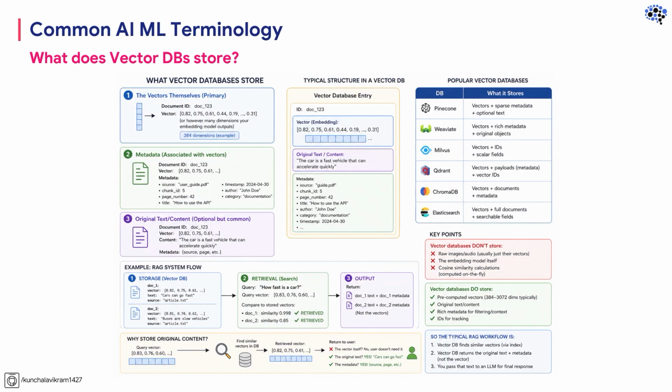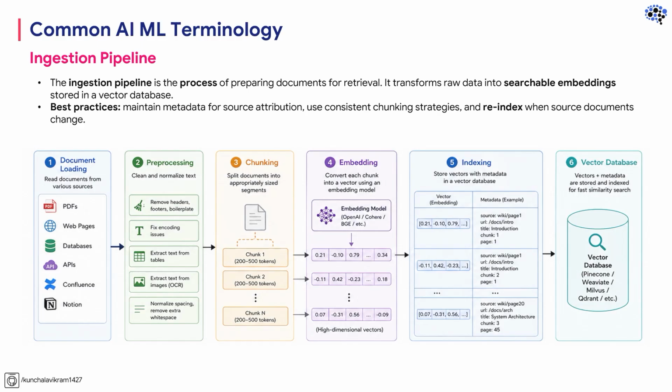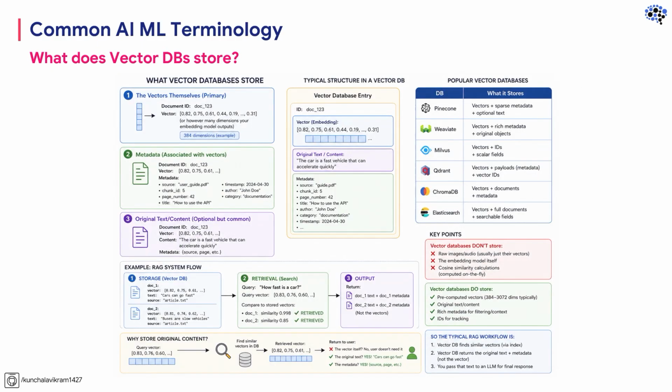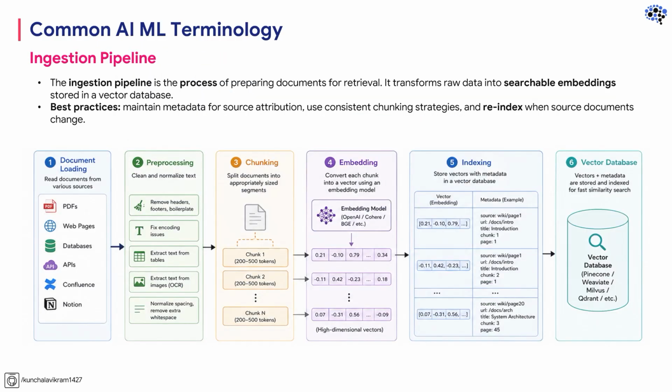Okay, now this is what a vector database stores, but how do you take your documents and update the vector database? This is known as the ingestion pipeline. So the whole process of storing your knowledge base in the vector database is the ingestion pipeline. This pipeline involves your knowledge bases like documents. It can be PDFs, web pages, databases, APIs, Confluence, everything.